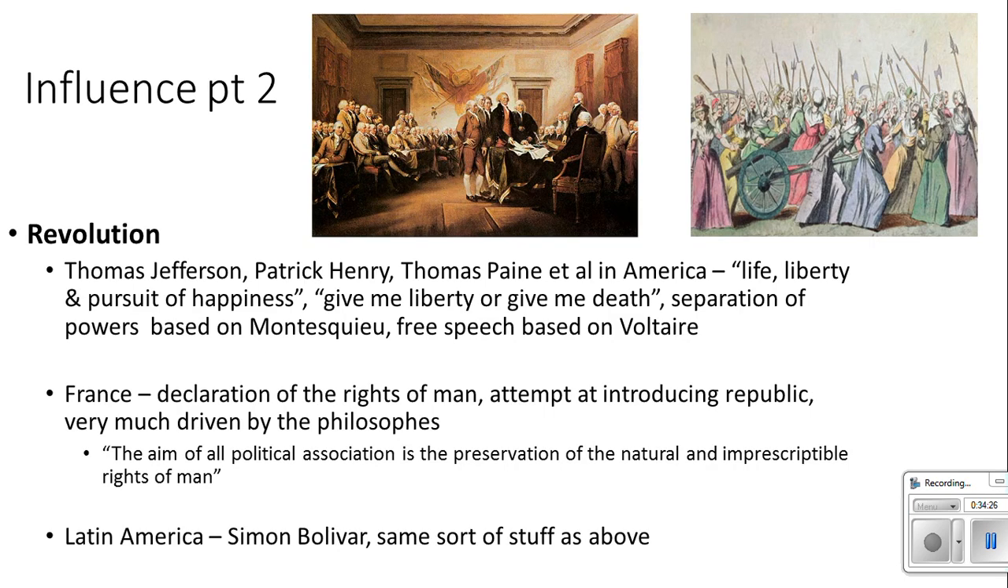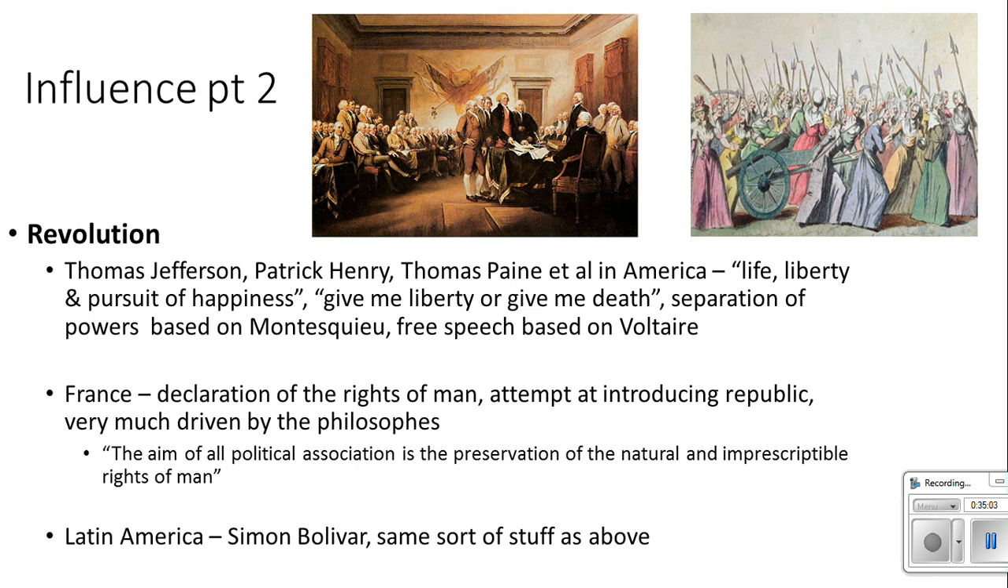Now, on the other side of the spectrum, the late 18th and early 19th century is going to be a period of profound political change in the Atlantic world, so both in Europe and also in the Americas. Obviously, it's largely going to begin in the North American British colonies, where guys like Thomas Jefferson, Patrick Henry, and Thomas Paine, whom we already mentioned, are going to say things like, Thomas Jefferson says, life, liberty, and the pursuit of happiness, which you will recall is very, very similar to what Locke has to say about life, liberty, and property.